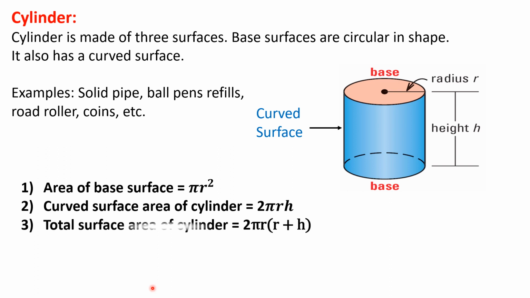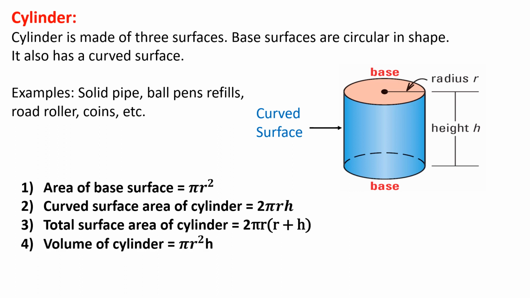Then, total surface area of cylinder. If you want to find the total surface, meaning including both the bases and the curved surface, the formula is 2 pi r in bracket r plus h. I repeat, the formula for total surface area of cylinder is equal to 2 pi r in bracket, we'll write down, r plus h. That is, r is radius, h is height.